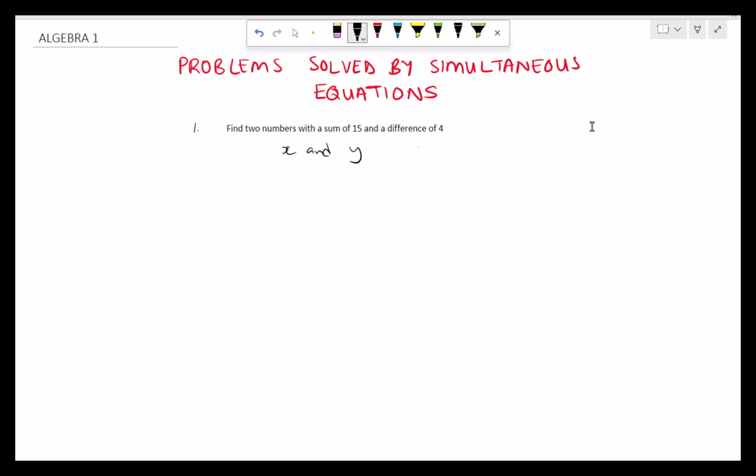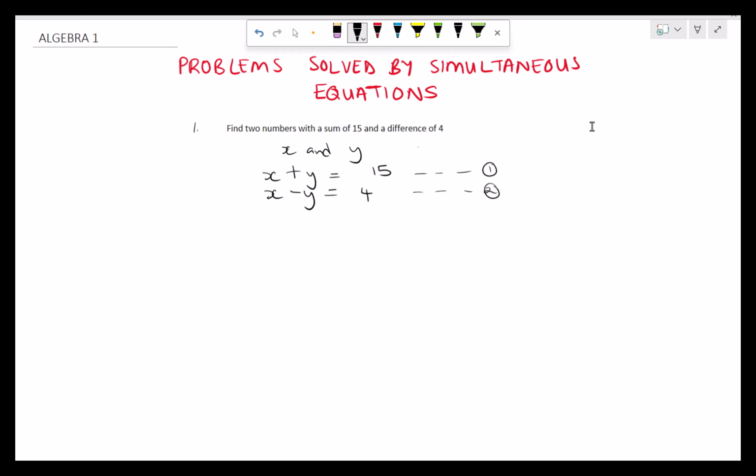The sum of these numbers is equal to 15, so that's x plus y is equal to 15, and a difference of 4, that's x minus y, is equal to 4. So I'm going to label this equation number 1 and then this equation number 2.